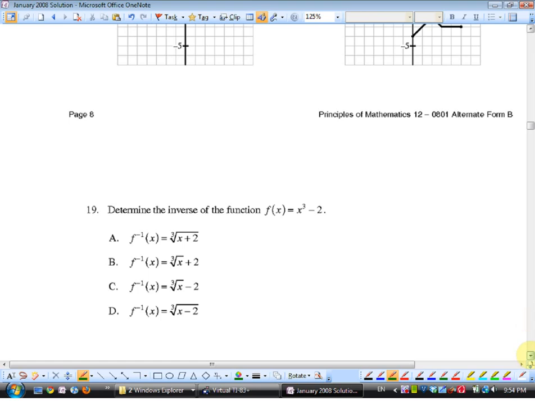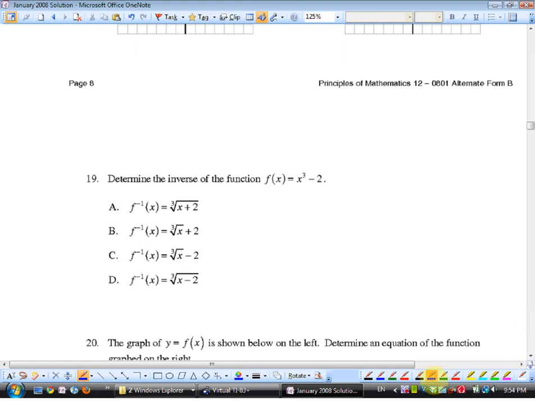Find the inverse of that. How do I find the inverse? Switch the x and y around. Actually, there is no y. This is one of the few times I don't like function notation. I'll put a y there, and now I'll switch the x and y around. We're going to have x equals y cubed minus 2. Oh, we got to get the y by itself. Y cubed equals x plus 2. I plus the 2 over to this side.